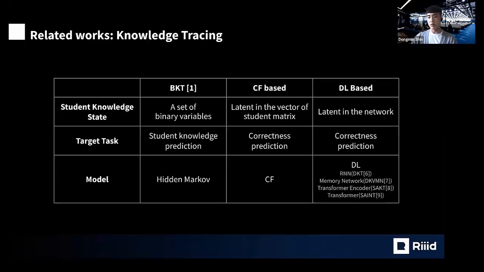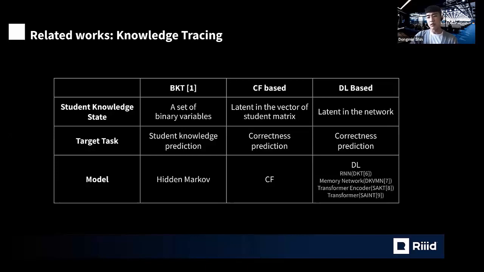So let's look at a brief history of knowledge tracing. BKT is the first model of knowledge tracing, and the authors of BKT defined student knowledge states as a set of binary variables, and this state is updated by students' learning activities through a hidden Markov model. So the target task of this BKT model is predicting students' knowledge state directly.